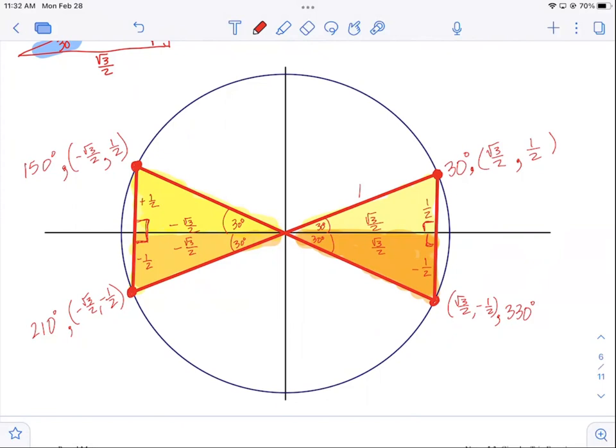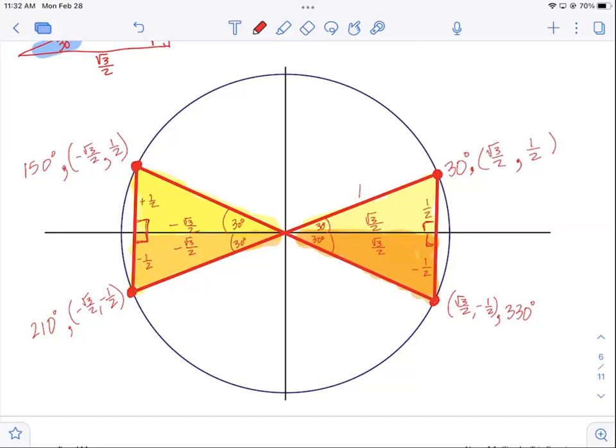What was the sine of 330 degrees? Negative 1/2. So what do you think the cosecant of 330 degrees is? Negative 2. Yeah, because you just flip it. What would be the secant of 330 degrees? You would flip it, 2 over square root of 3, and then rationalize that. 2 square root of 3 over 3. Yeah, boom, boom.